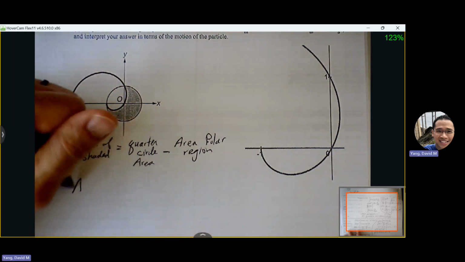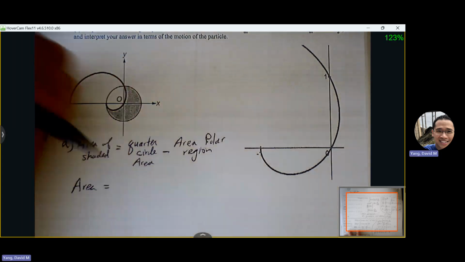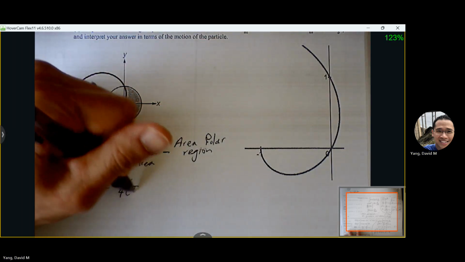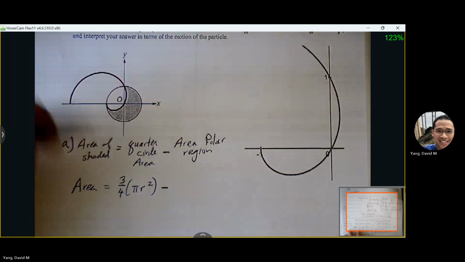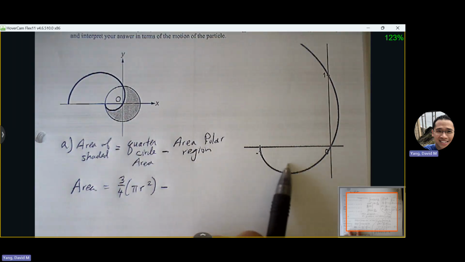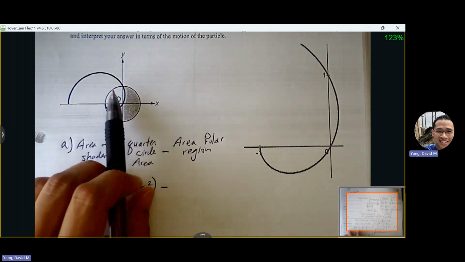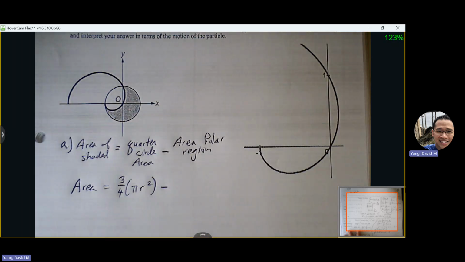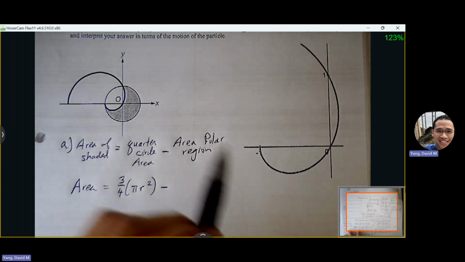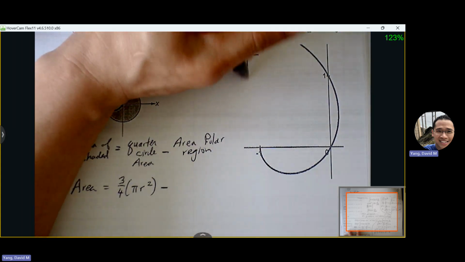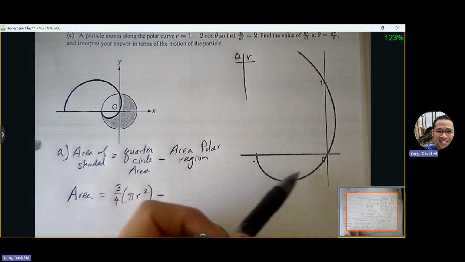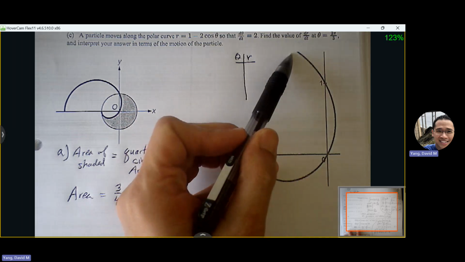Okay, so let's do the easy part here. Area is going to be 3/4 pi r squared minus whatever it takes for us to figure out this region here. Again, it's the same region, I'm just zooming in so we can see a little bit better. I think it helps to know how the graph is moving. If we can create a table of values, we should get an indication of where the graph starts. Is it starting here? Is it starting here? Is it starting over here?